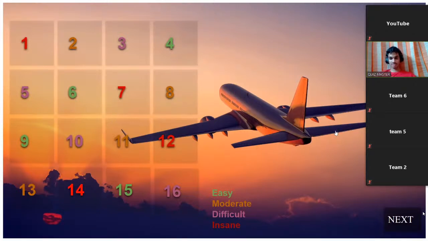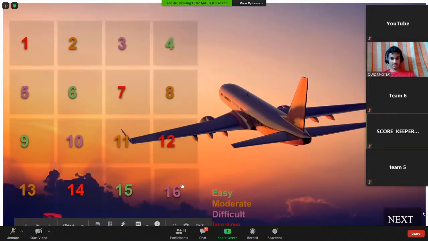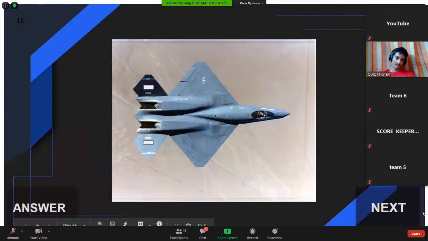Team 3, choose a question, please. No, the last one was voided from the quiz because one of the participants gave the answer to everyone. Okay. Team 3 says 16. Let's see what we get. Okay. This is your aircraft.